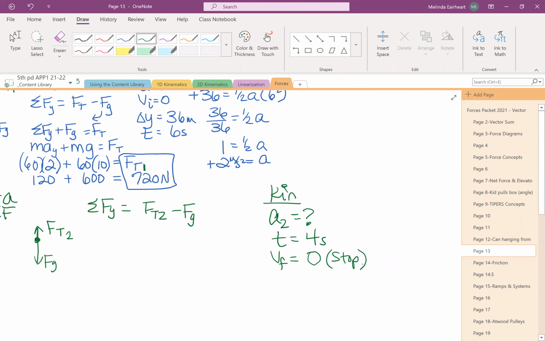But what have we learned from in the past? The initial velocity of segment 2 is equal to the final velocity of part 1. So the initial of 2 is the final of part 1. Now, do we know that? No, but we can quickly go get it.